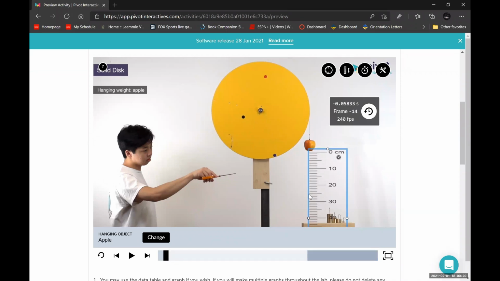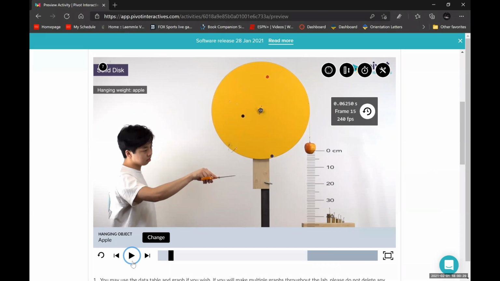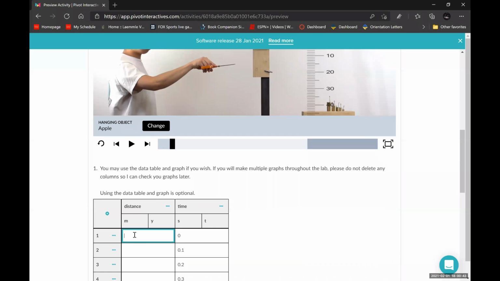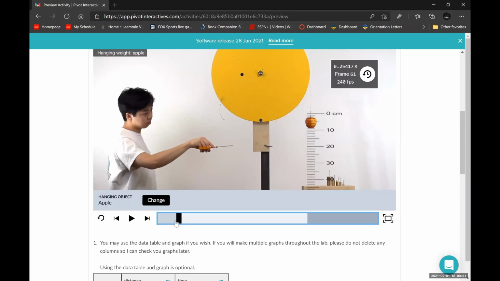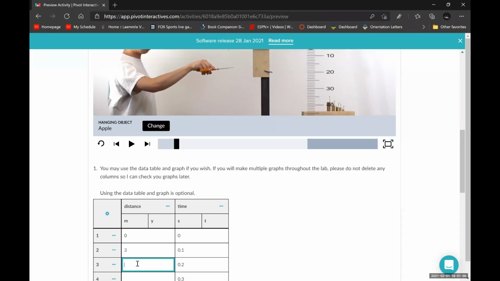So let's say if I sync it with this, I can say that when it's 0.1, the position is roughly 3 centimeters. You'll probably be more careful. So let's say 3 centimeters. And then when time is 0.2 seconds, it is roughly maybe like 6.2 or something like that.